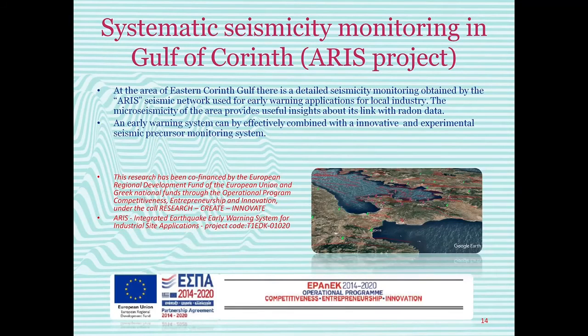In the area of the Gulf of Corinth, we have also started a detailed seismicity mapping with the installation of the ARIS early warning system with 30 seismic stations. These data are valuable for the interpretation of the radon anomalies.